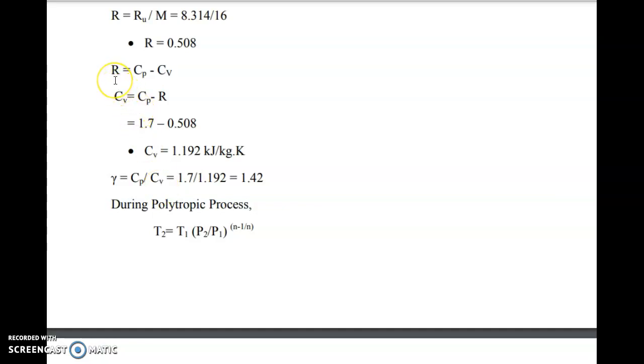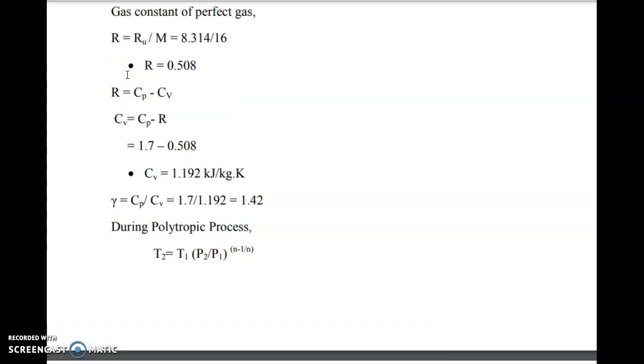There is R. R is the gas constant. The difference of specific heats is considered as the gas constant: specific heat at constant pressure minus specific heat at constant volume gives the gas constant. Right now we can't use this formula for finding the unknown parameters, because in this relation we don't know the value of R, and we also don't know the value of Cv. So we should know at least one of these two parameter values, R or Cv, then only we can find the other unknown parameter.